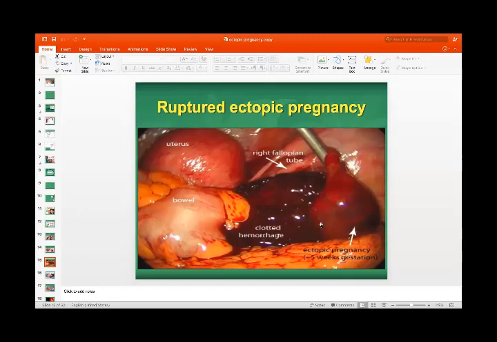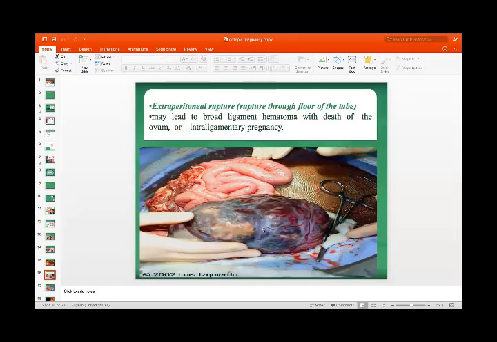This is the laparoscopic picture showing ruptured ectopic pregnancy. This is uterus, this is the fallopian tube, and it is ruptured, and there is clotted blood over here along with the conceptus. This is cut. Extravaginal rupture or rupture through the floor of the tube may lead to broad ligament hematoma with the death of the ovum or intraligamentary pregnancy. So this is intraligamentary pregnancy.